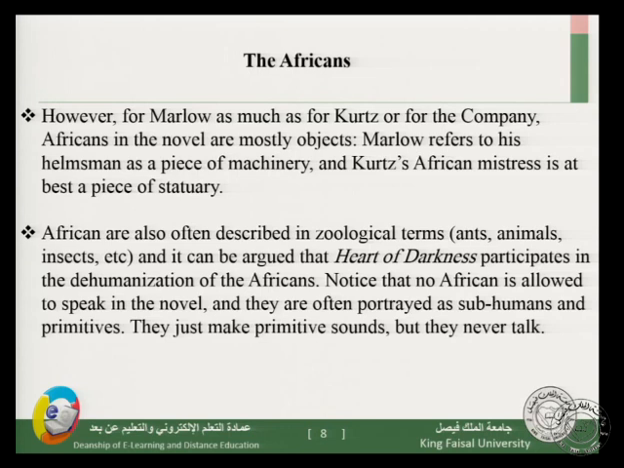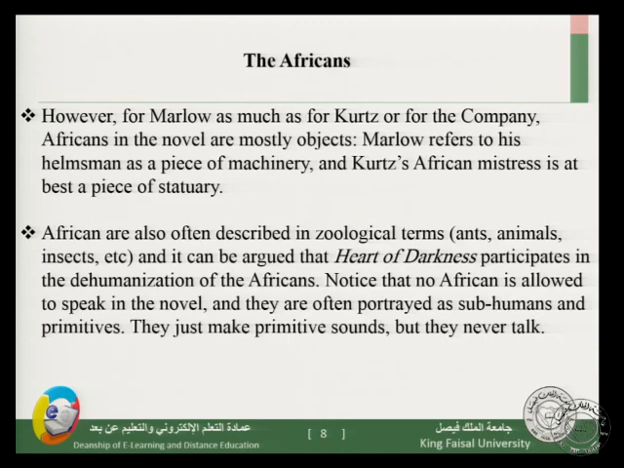Also, another theme is the portrayal of the Africans. For Marlowe, for Kurtz, as well as for the company, the Africans are mostly objects. They're described as objects. Sometimes they're described as animals. Marlowe refers to his helmsman as a piece of machinery. He's just like a piece of machinery in the boat.